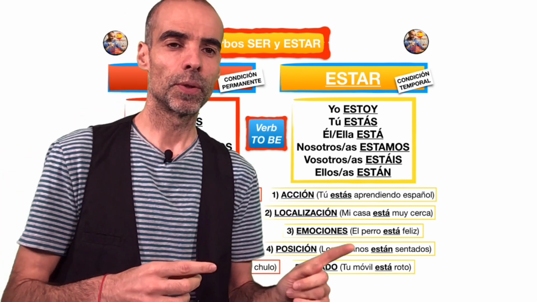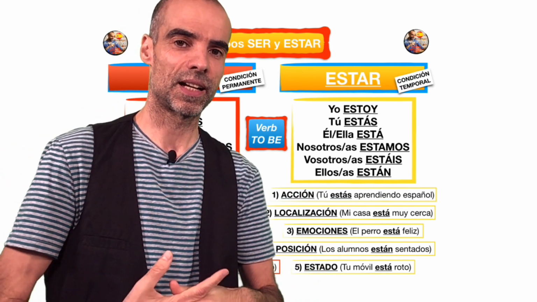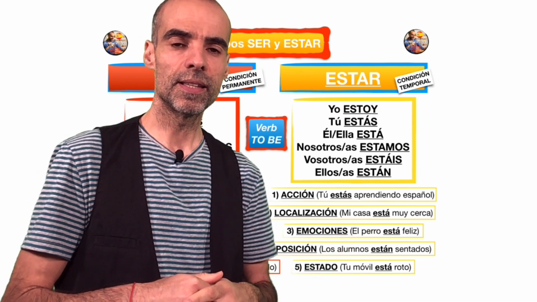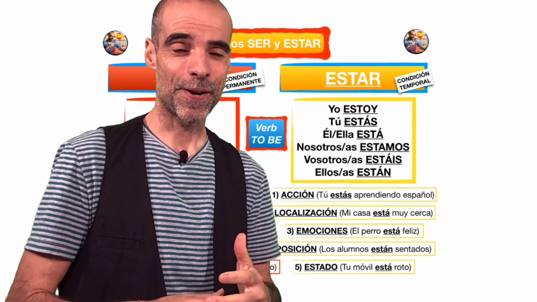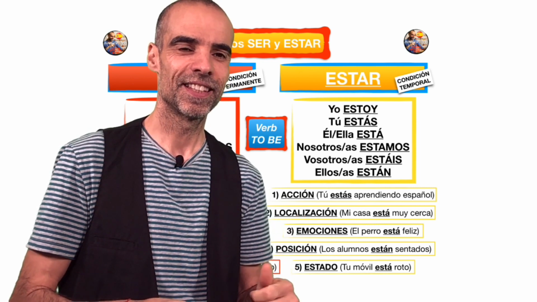Okay. Number 3, emotions, feelings. Most of the time we use the verb estar. For example, el perro está feliz. The dog is happy. El perro está feliz. Okay, emociones, emotions, feelings.